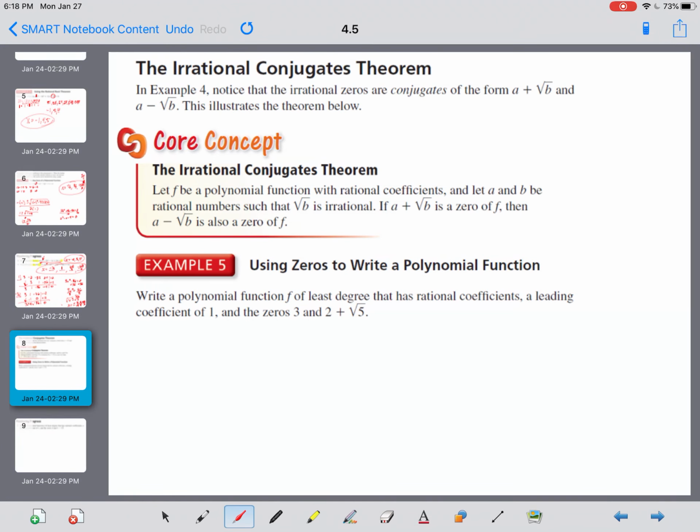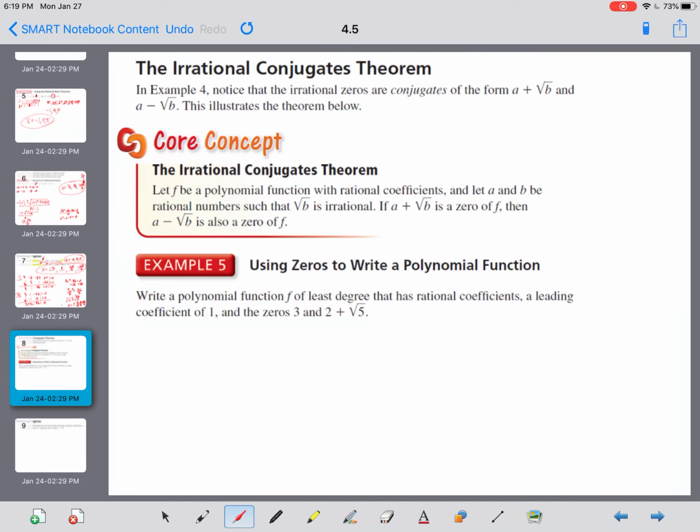Last little part we're going to talk about is the irrational conjugates theorem. In example 4, notice the irrational zeros are conjugates of the form a plus the square root of b, and a minus the square root of b. Okay? So when you have radicals as part of your solution, solves, answers, x's, intercepts, factors, you have to have positive and negative. So if they're saying that, like they are right down here, write a polynomial function of least degree that has rational coefficients and a leading coefficient of 1. So they're just saying write an equation, and they're giving you info.